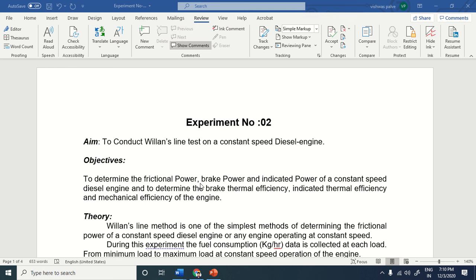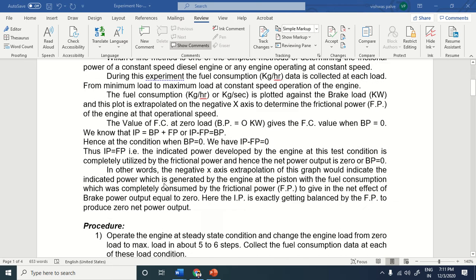Hello everyone, welcome to the second part of experiment number 2, Williams line test. The objective of this experiment is to determine the frictional power, brake power, and indicated power of a constant speed diesel engine, and to determine the brake thermal efficiency, indicated thermal efficiency and mechanical efficiency of the engine.